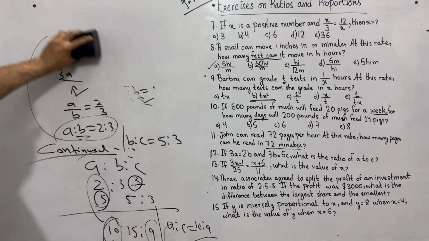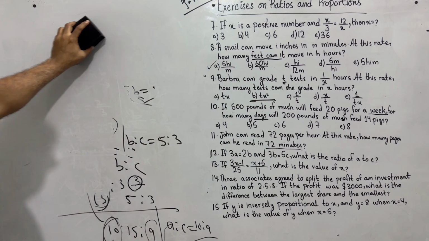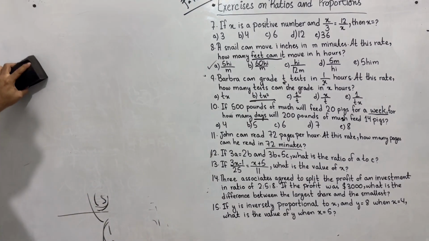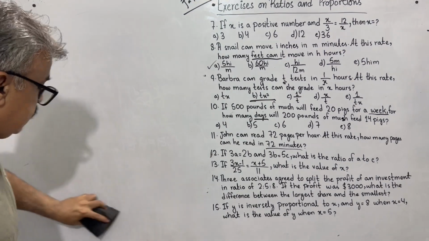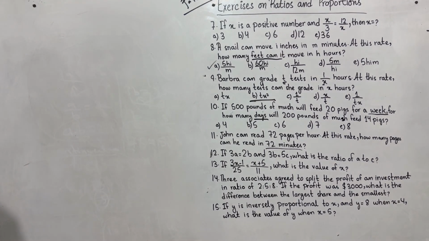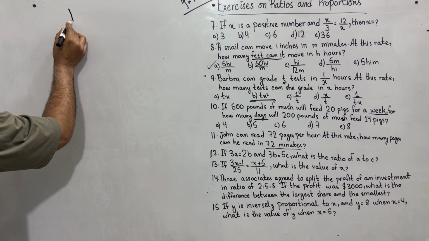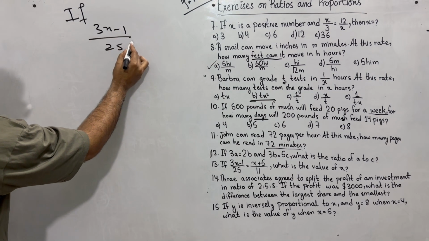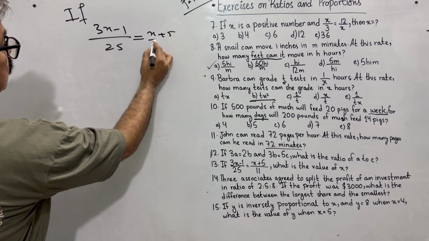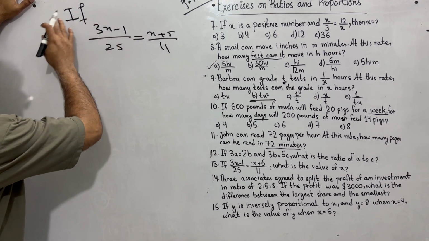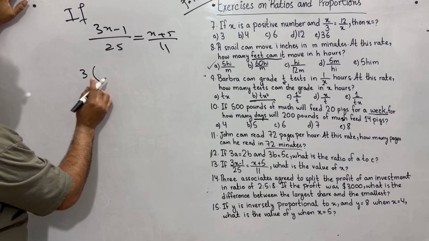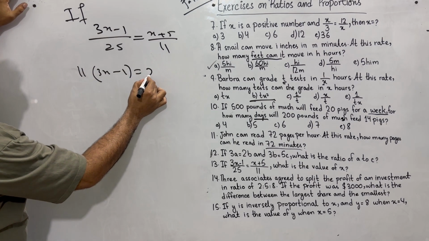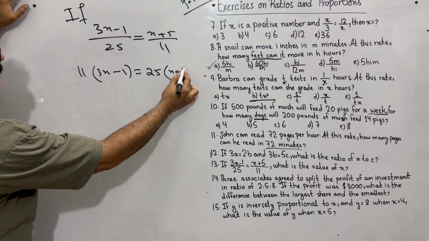Moving one step further, it's a simple one. If (3x minus 1) over 25 is equal to (x plus 5) over 11, then solve for x. Good question, algebraic question, simple one. By cross multiplication, I have 11 times (3x minus 1) is equal to 25 times (x plus 5).